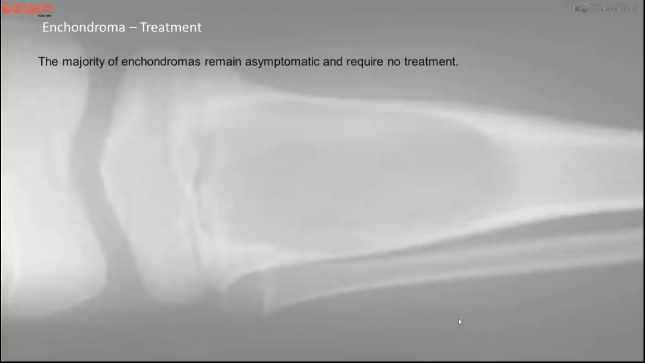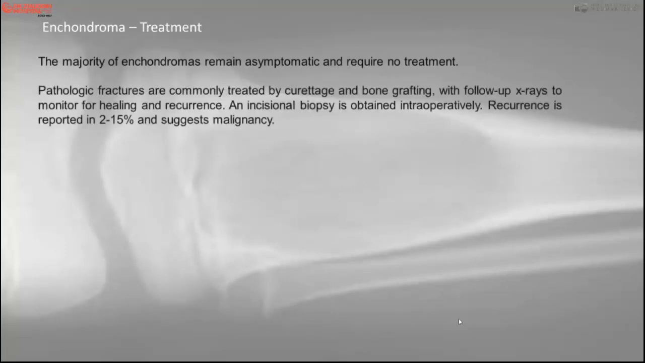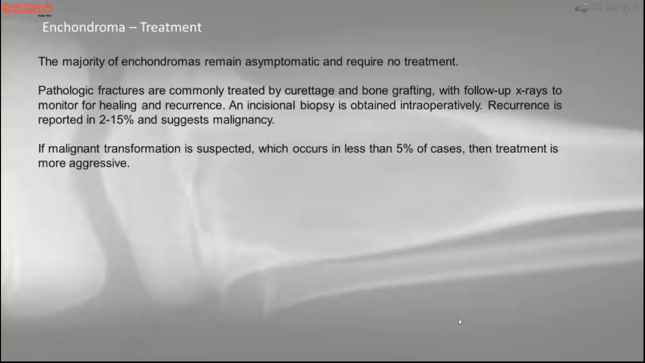The majority of enchondromas remain asymptomatic and usually require no treatment. They can be followed six monthly or yearly, or if there is any new change. If there are pathological fractures, they can usually be treated by curettage and bone grafting, and follow-up X-rays are seen until the bone has healed, and the incisional biopsy obtained intraoperatively is clear. Recurrence is reported in around 2 to 15% and does suggest malignancy. If malignant transformation is suspected, which is again 5% of the cases, then treatment is more aggressive.